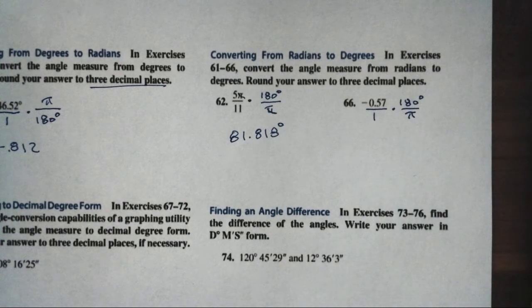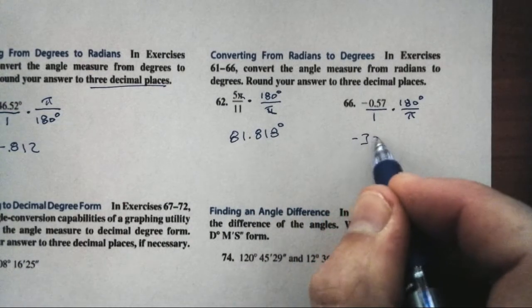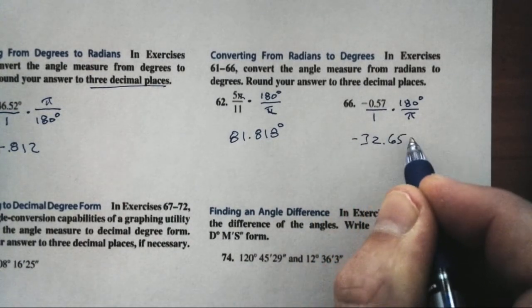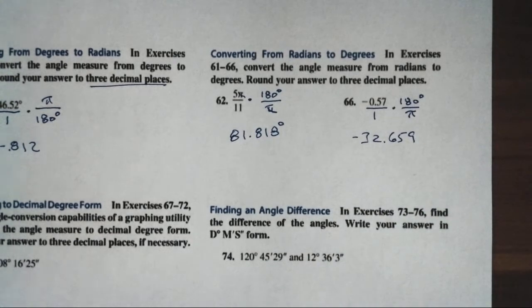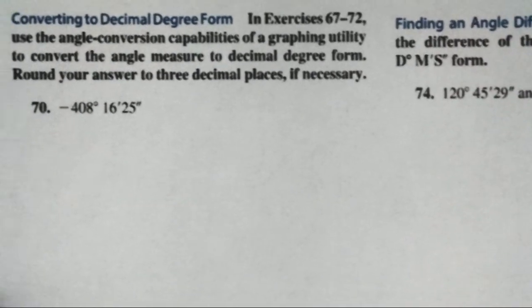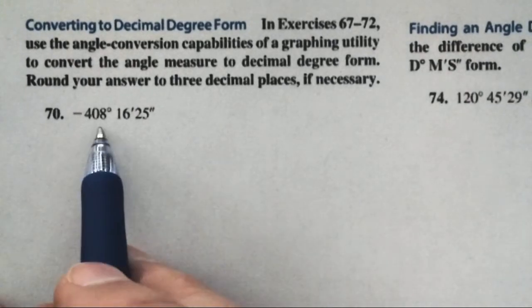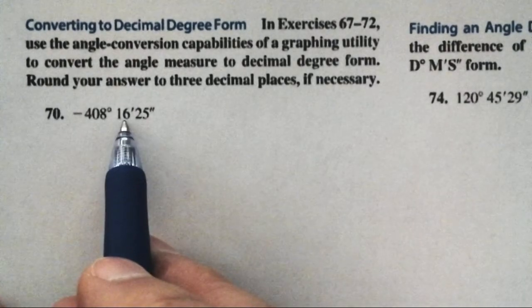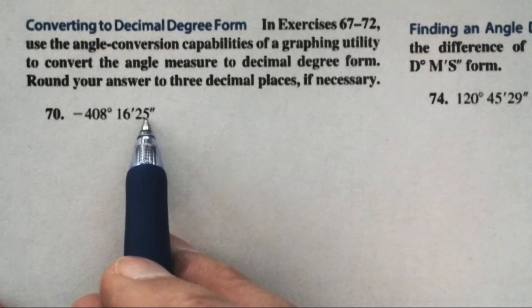Again, I'm going to do that off to the side. Negative 0.57 times 180 divided by pi. And we should come up with negative 32.659. So you might want to play along for the rest of this video with your calculator just to verify. This is degree measure. And this may be new for us this year. This would be read negative 408 degrees, 16 minutes, 25 seconds.